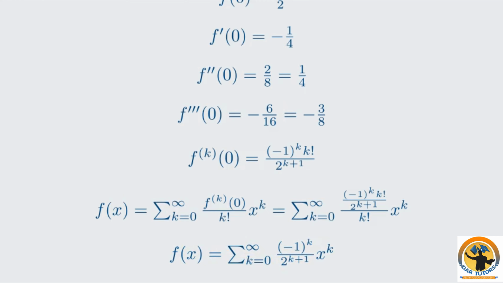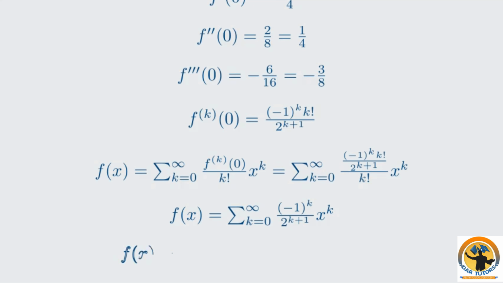Let's write out the first few terms to see what it looks like. For k equals 0, we get 1 over 2. For k equals 1, we get negative 1 over 4 times x. For k equals 2, we get 1 over 8 times x squared, and so on. This is the infinite polynomial representation of our function. We have now successfully derived the Maclaurin series for f of x equals 1 over 2 plus x.